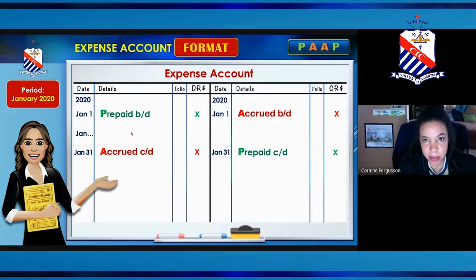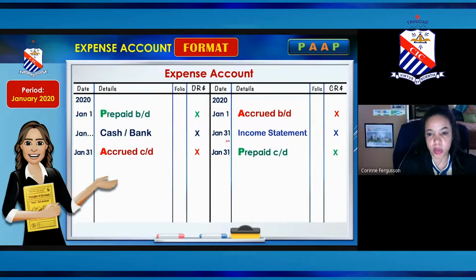And then for cash and bank, it will always be whatever the date is for the payment. And you will put cash or bank accordingly. If it is check, it will be bank. If it is cash, it will be cash. And then the last thing would be your income statement, which is always at the end of a period. Okay? After you have done your burger, you've done your PAAP with your cash and bank and your income statement in the middle.